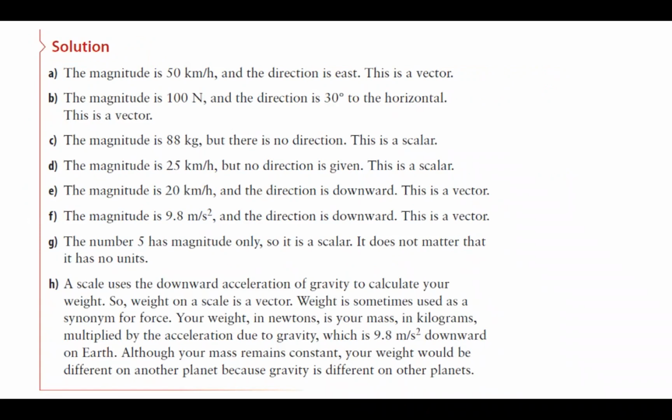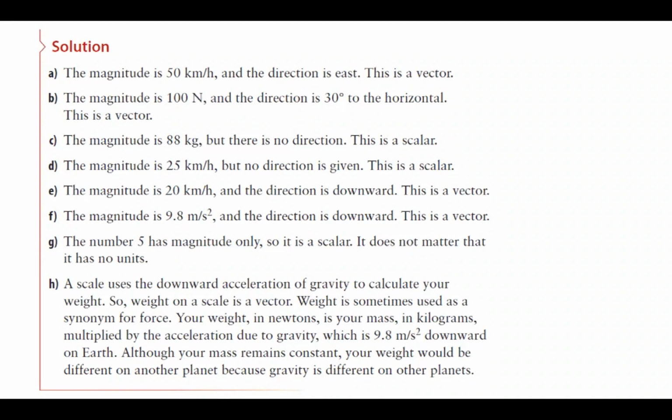Question E, the magnitude is 20 kilometers per hour and the direction is downward. So this is a vector. F, the magnitude is 9.8 meters per second squared and the direction is downward. So this is a vector again. Question G, the number 5 has magnitude only. So it is a scalar. It does not matter that it has no units.